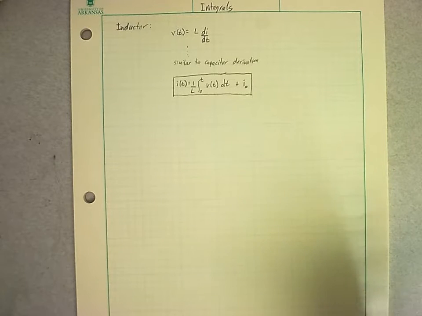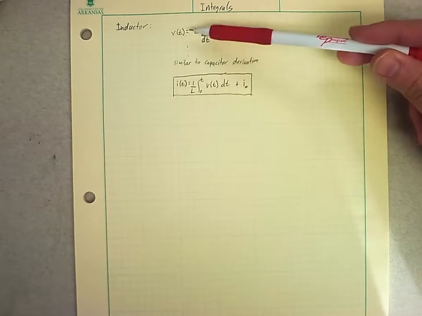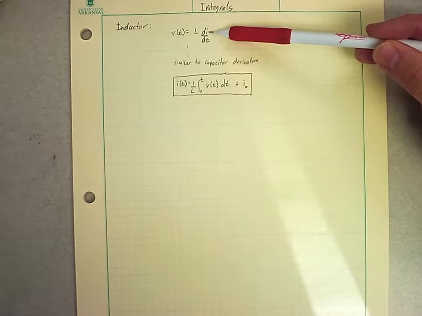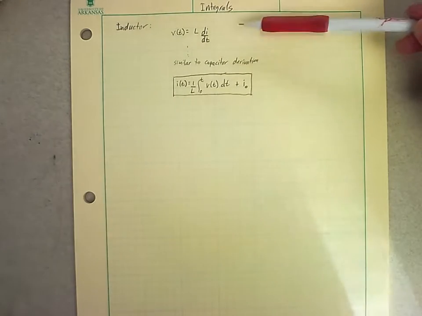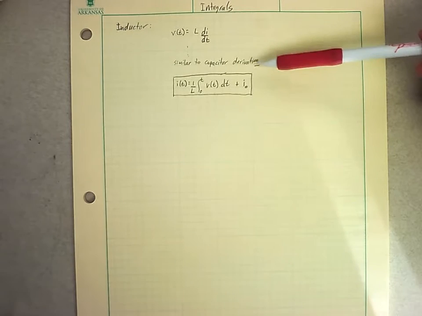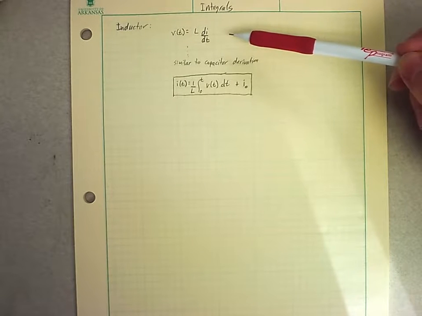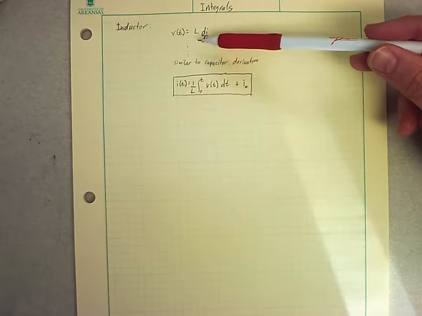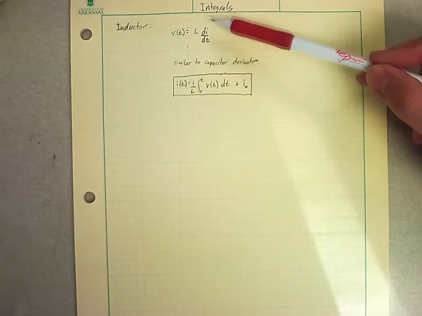All right. So our next use of integrals is with inductors. And with inductors, one of the things we know is that voltage is equal to the inductance times the derivative of current with respect to time. So with an inductor, it's similar to a capacitor in derivation, only backwards. Whereas before, with capacitors, current is the derivative of voltage, here, voltage is the derivative of current. And so it works a similar way, only backwards.